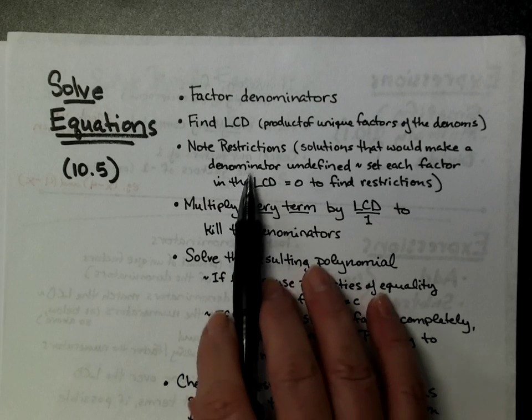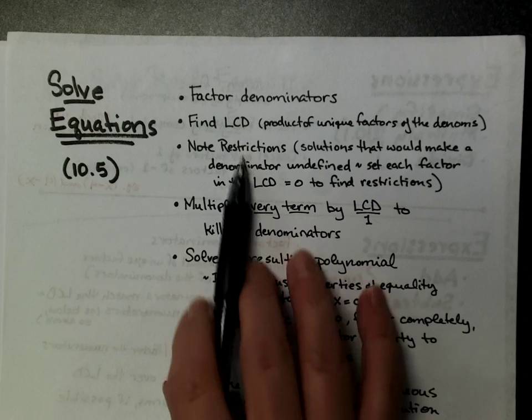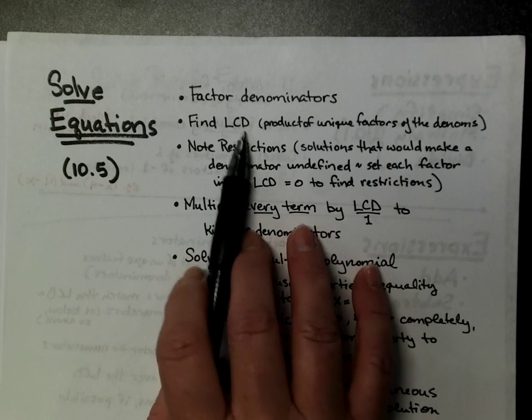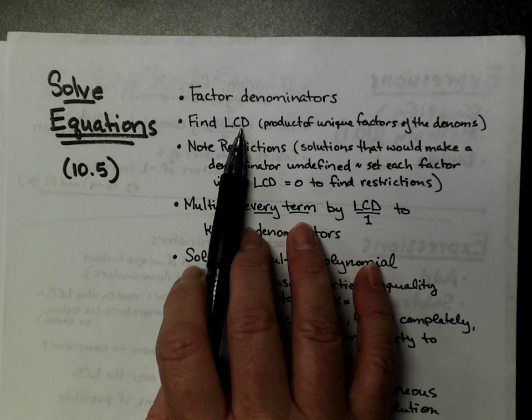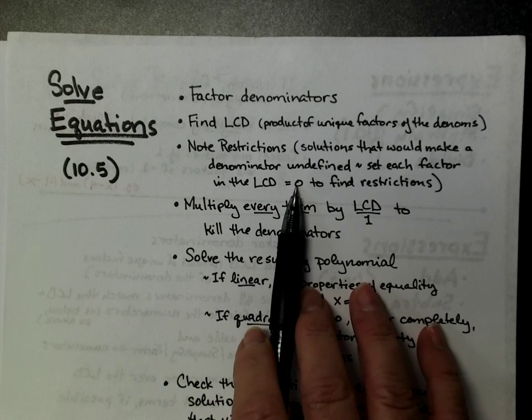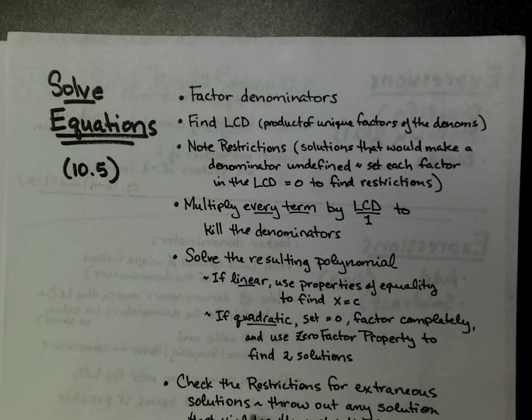So anything, before we move on, we set our LCD equal to 0 because the LCD is just made up of all our individual denominators, so anything that makes any part of the LCD equal 0 means it would make some part of our equation undefined. So we're going to find restrictions. We're going to find what x cannot be. Okay? And then when we finish solving, we see what our x's are.